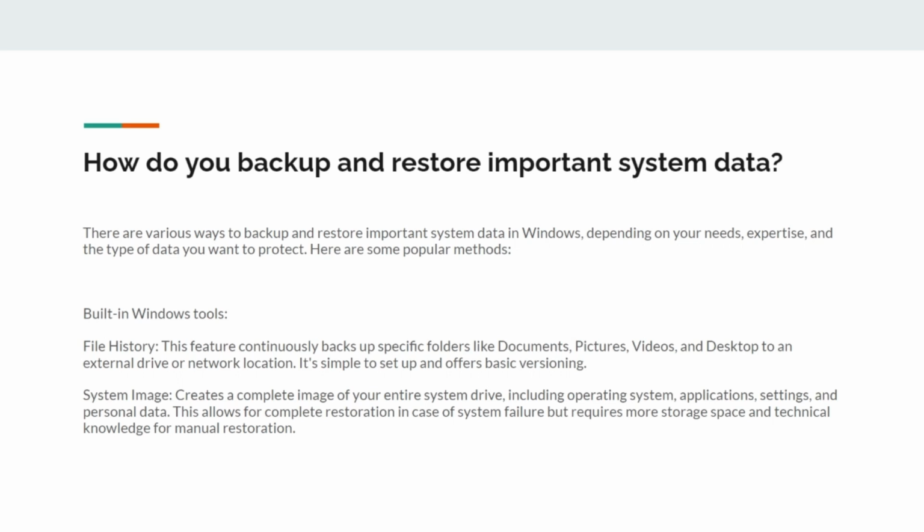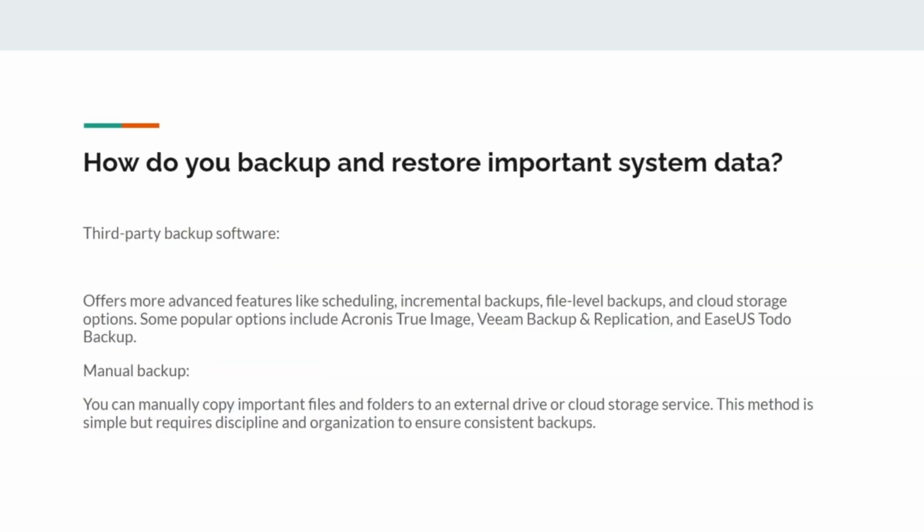How do you backup and restore important system data? There are some built-in Windows tools like File History, System Image that we can use to backup files and folders. There are some third-party backup software that we can use, like Veeam, Acronis True Image, EaseUS, Veritas. We can run these backups manually or we can also automate these backups.